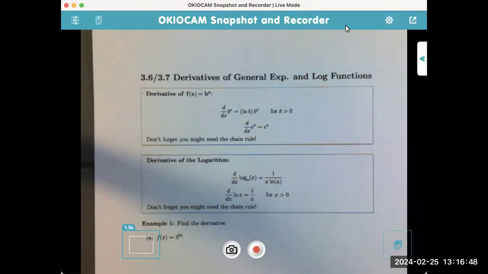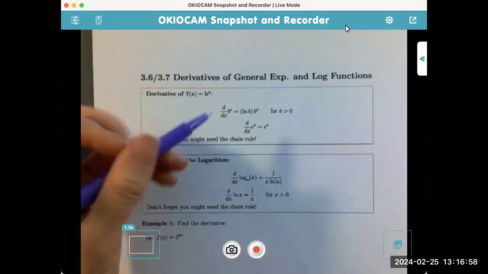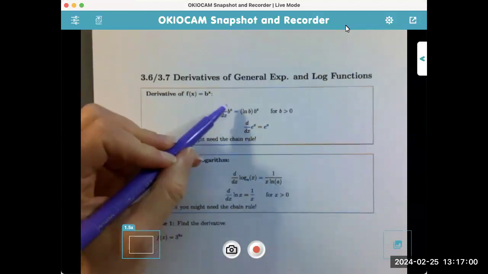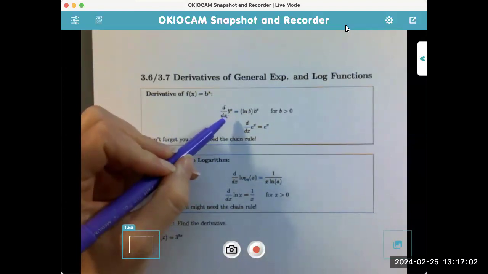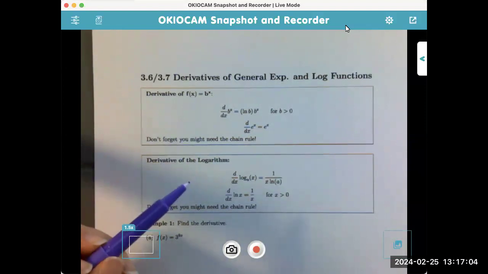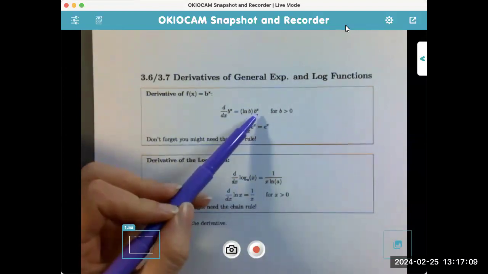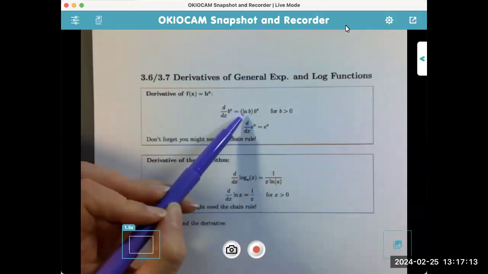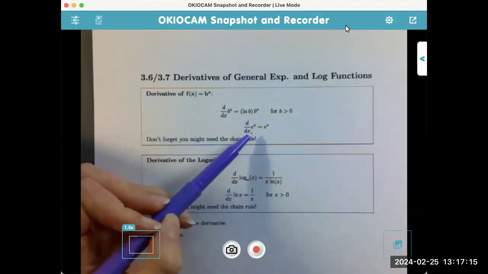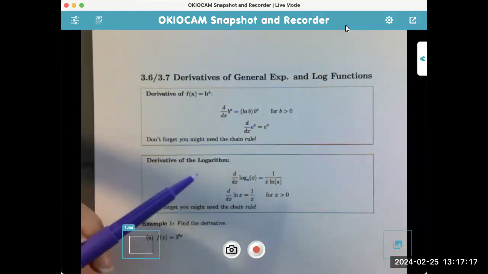So, derivatives of exponentials and log functions. Overall, I think they're not too bad. They're pretty easy. The derivative of an exponential in general, d over dx of b to the x, is the natural log of b times b to the x. So it's like a copy paste times the natural log of the base. e is the best derivative ever. It is its own derivative.